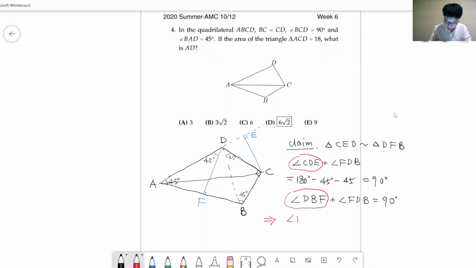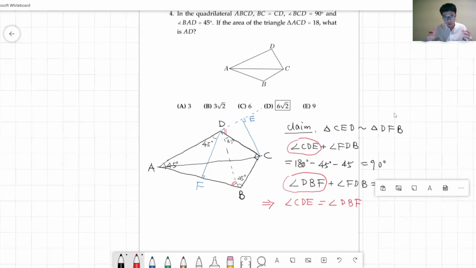Angle CDE equals angle DBF, right? So these two triangles are similar. Now let's find the ratio of the side lengths.